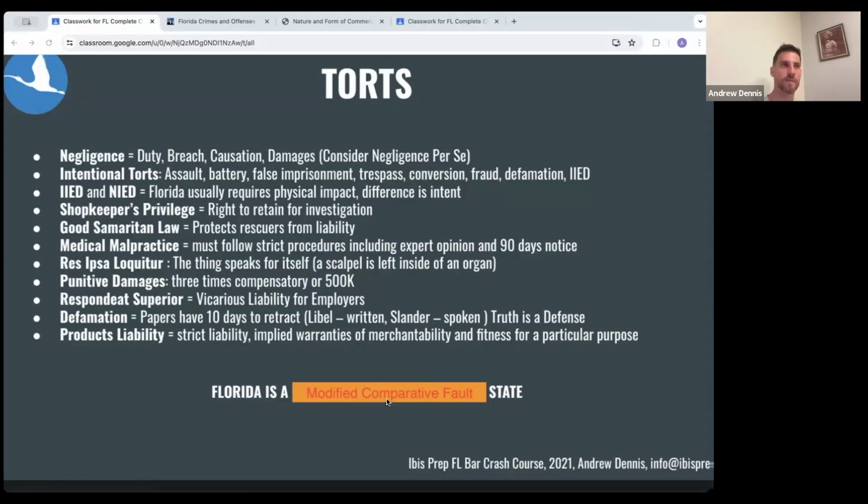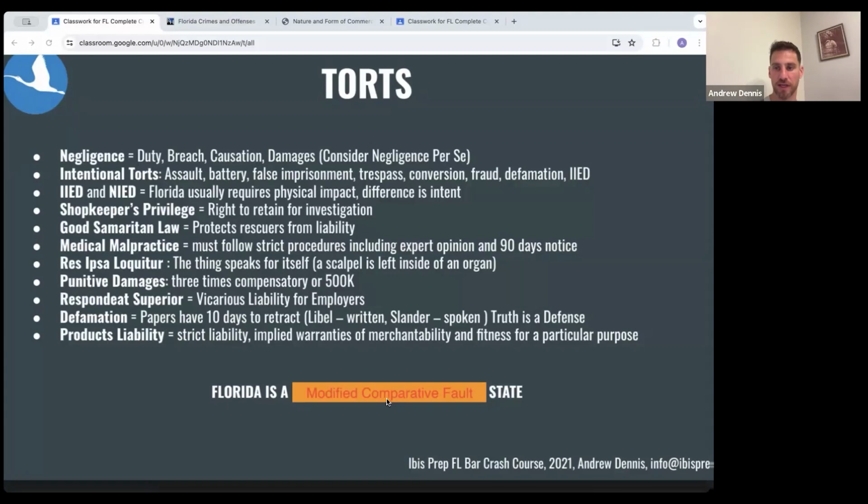And then express warranties, like inadequate warning or failure to warn. And then implied warranties: merchantability, like it works or not, or fitness for a particular purpose. It works as it's specifically warranted to.